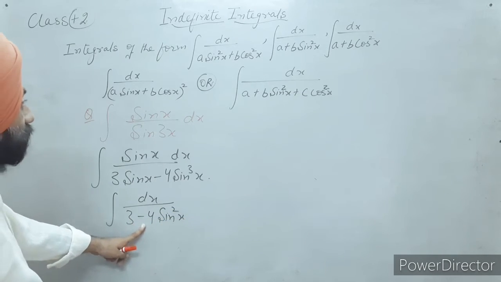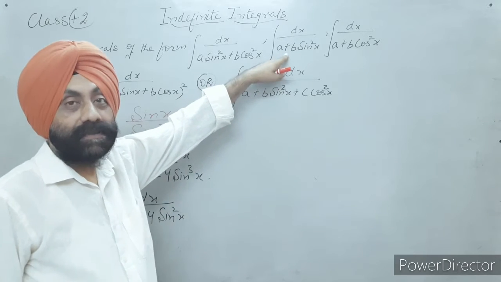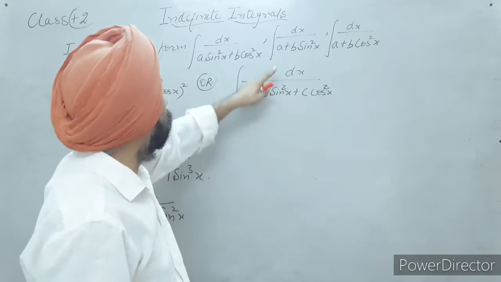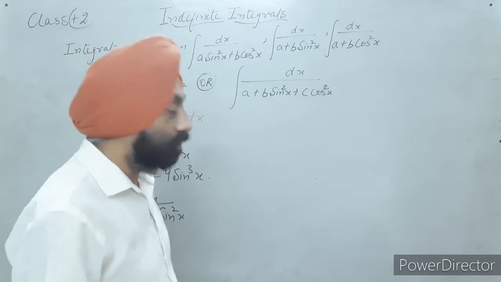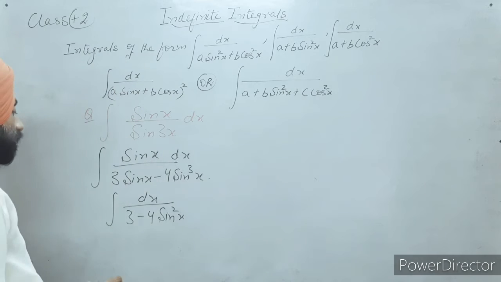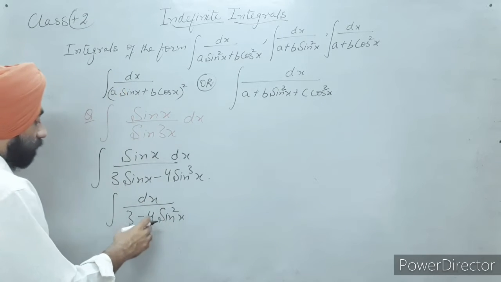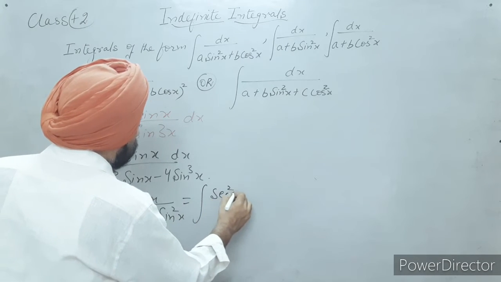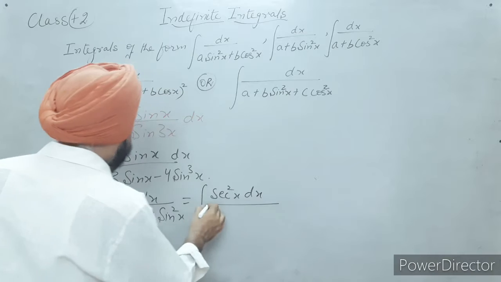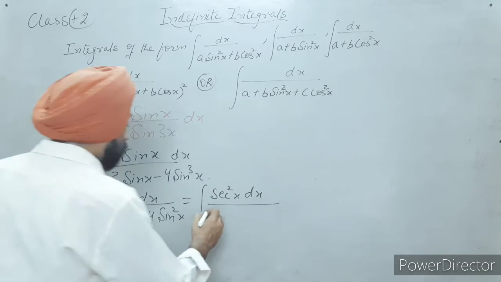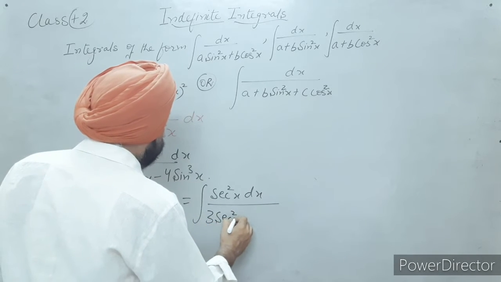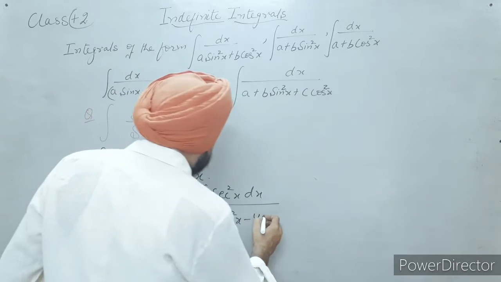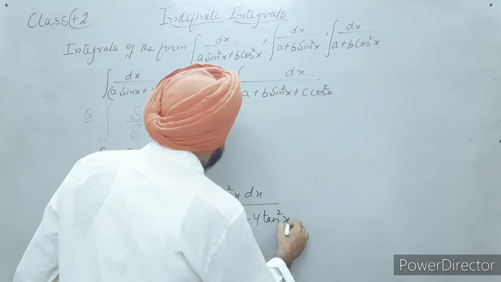Now this is of this type, dx upon a plus b sin square x. It hardly matters if there is a minus sign over here or plus sign over here. Now method is same. Divide numerator and denominator by cos square x. It gets converted to sec square x dx upon 3 upon cos square x is 3 sec square x minus 4 sin square x upon cos square x is tan square x.